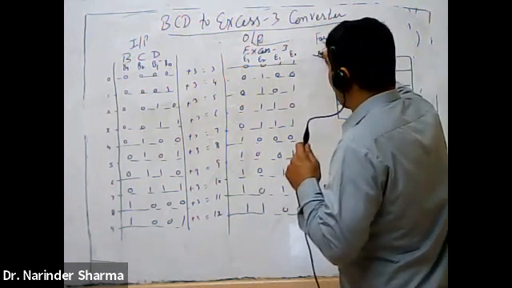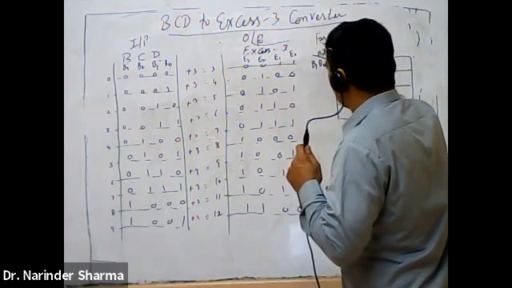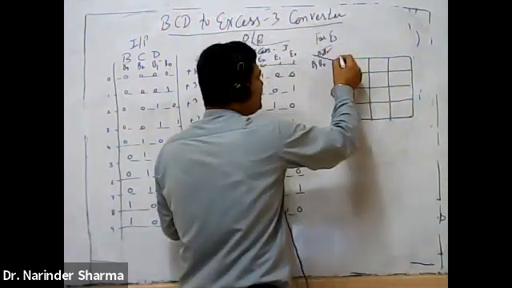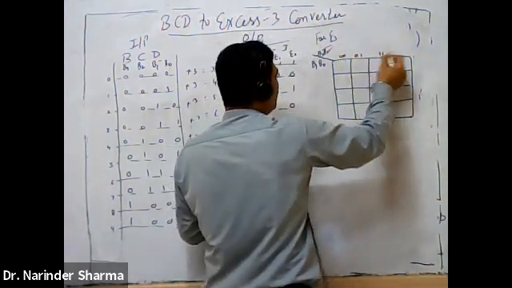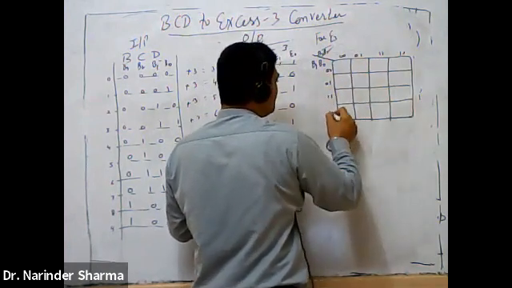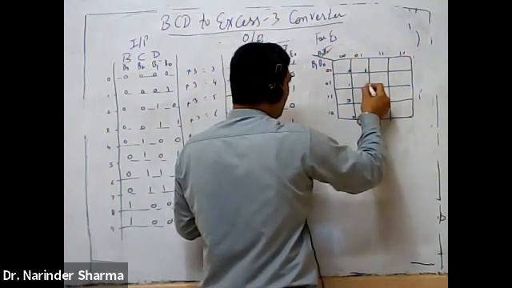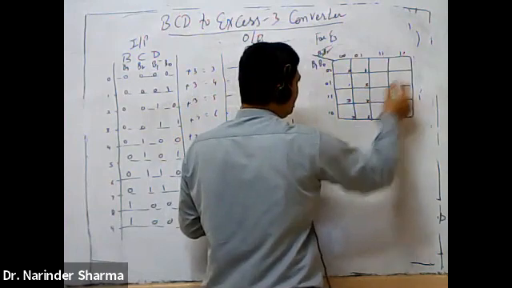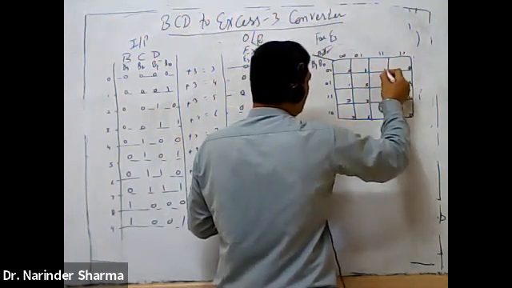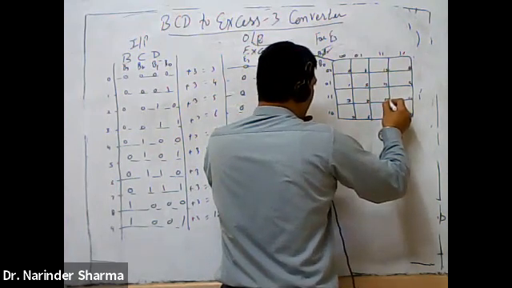Horizontal side B3, B2. Vertical side B1, B0. Number as 0, 0, 0, 1, 1, 1, 1, 0, 0, 0, 0, 1, 1, 1, 1, 0. Numbered as 0, 1, 2, 3, 4, 5, 6, 7, 8, 9, 10, 11, 12, 13, 14, 15.